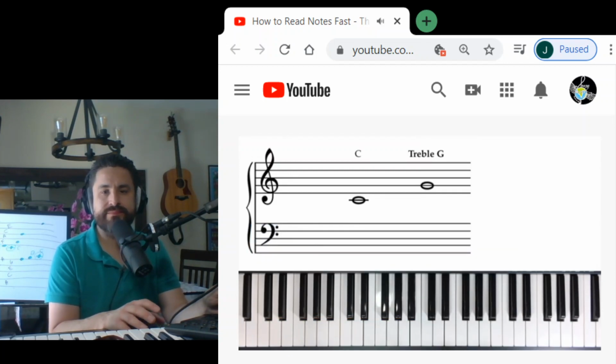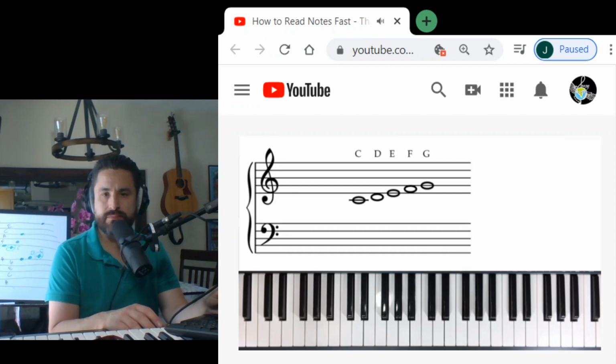Next is treble G. It's going to be the second line from the bottom in the treble clef. Now see how we can connect the two landmarks. You have middle C, then above that you have D, line to space, then the next line E, and then space F, and then look, you're at G. C, D, E, F, G. Treble G is the G above middle C.